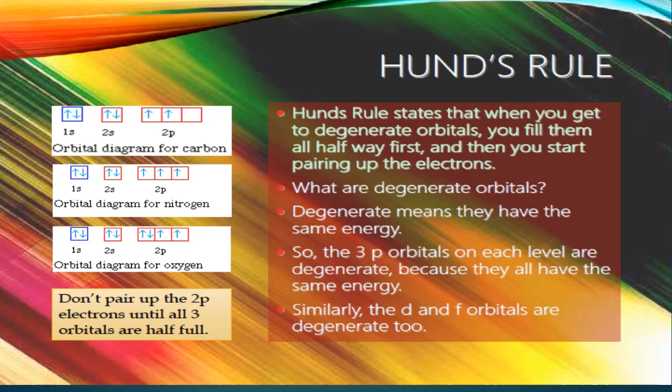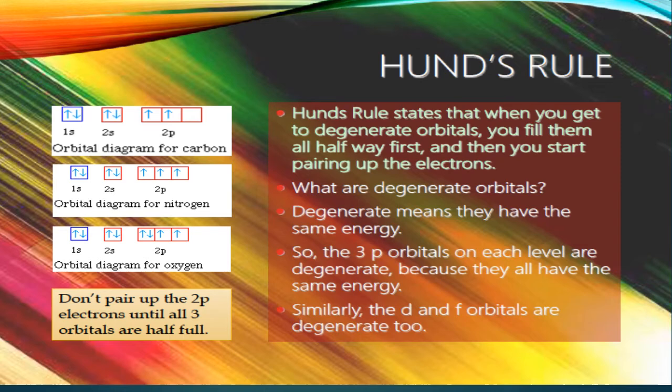Hund's rule. It states that when you get to degenerate orbitals, you fill them all halfway first and then you start pairing up the electrons. Degenerate orbitals means they have the same energy. So the 3p orbitals on each level are degenerate because they all have the same energy. Similarly, the d and f orbitals are degenerate too.